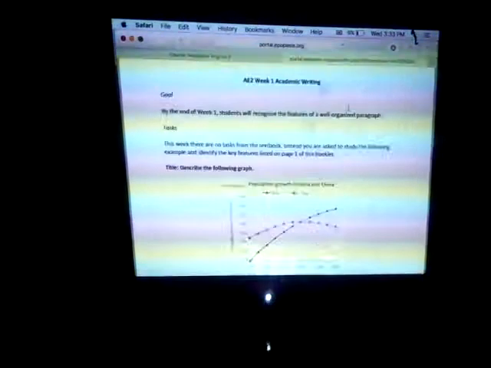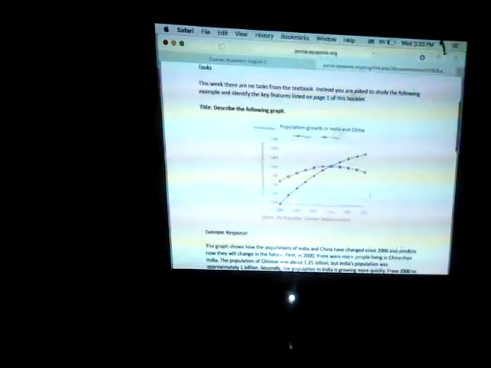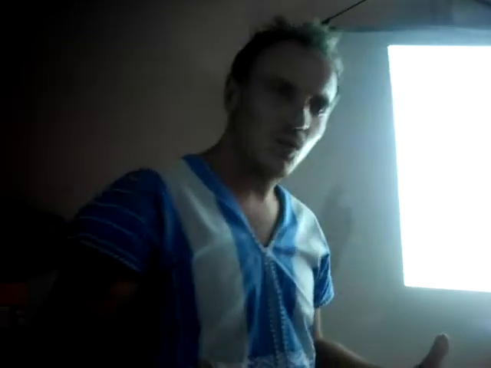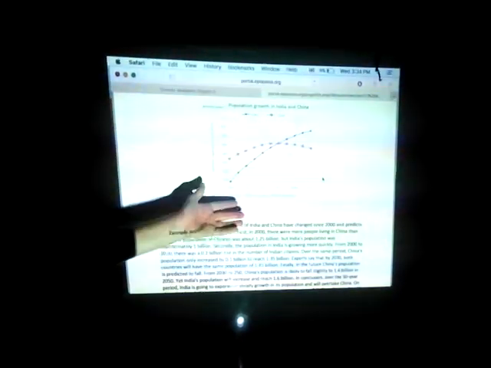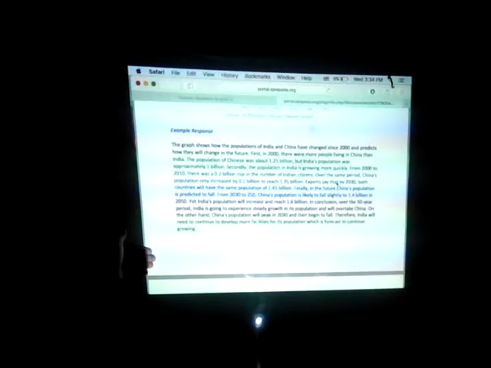When you click on this, you'll get a document that looks something like this. The idea is that by quickly having a look at what we want you to do, when you go and do the practice assignments and the writing assignment, you'll be giving us the main kind of thing that we want. So, every time you'll be asked to describe a graph, or a chart, or a diagram. This one's a graph. It shows the population growth in India and China from the year 2000, predicting up to the year 2050 in the future. Underneath, there is an example response.